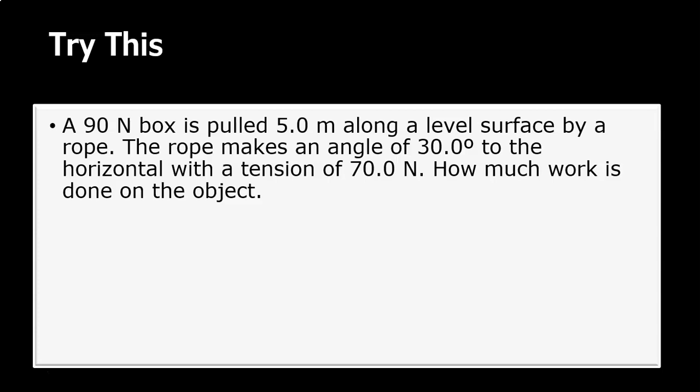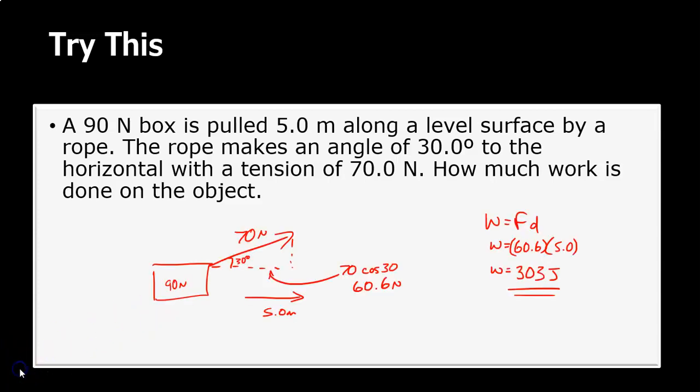So at this point, pause the video, give this one a try, and let's see how you do. Okay, welcome back. Again, you've been given a weight of the box and you've been given a tension on the box. It's the tension we're worried about as we're pulling it along, but we need to make sure that the force is in the same direction, and you should have wound up with 303 joules.